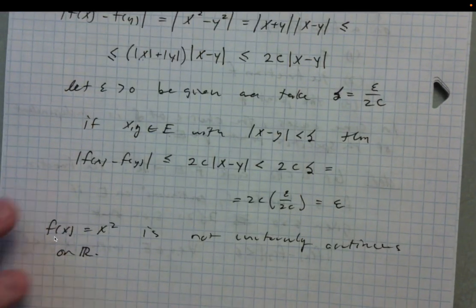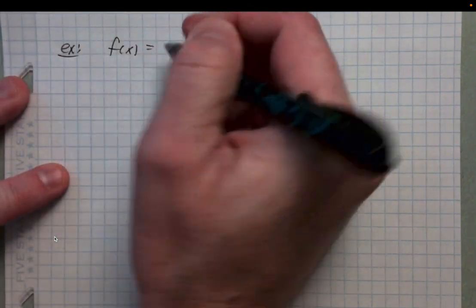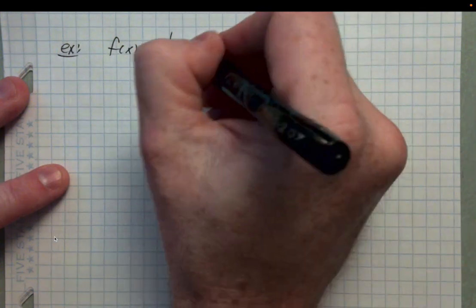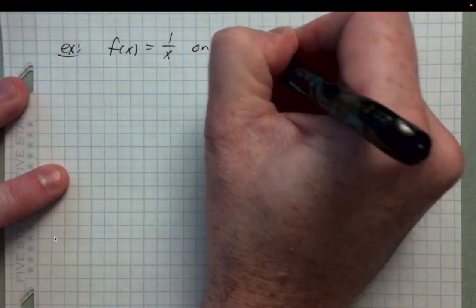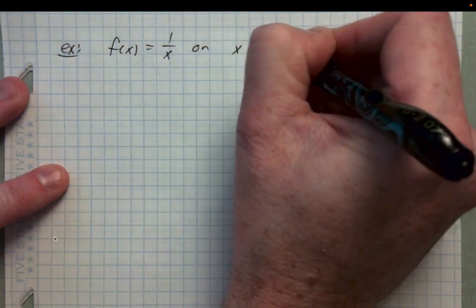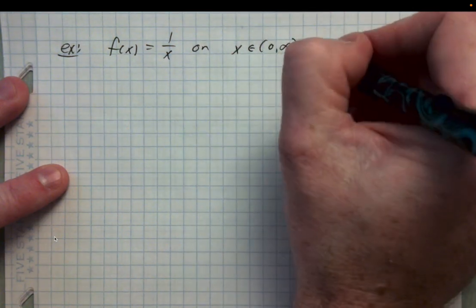Let's take a look at an example of a function that is not uniformly continuous. Let's say this one, f of x equals 1 over x on x in 0 to infinity, is not uniformly continuous.